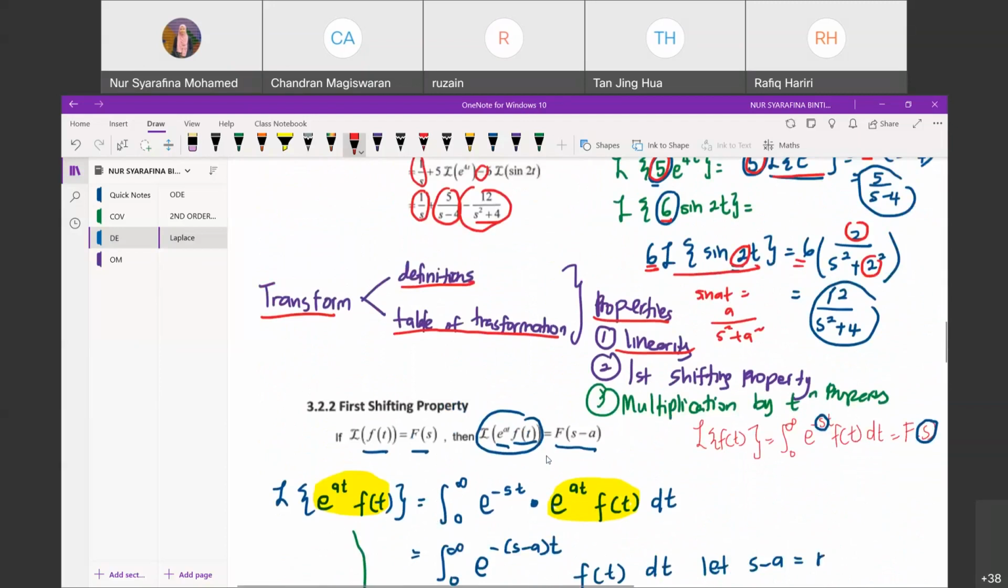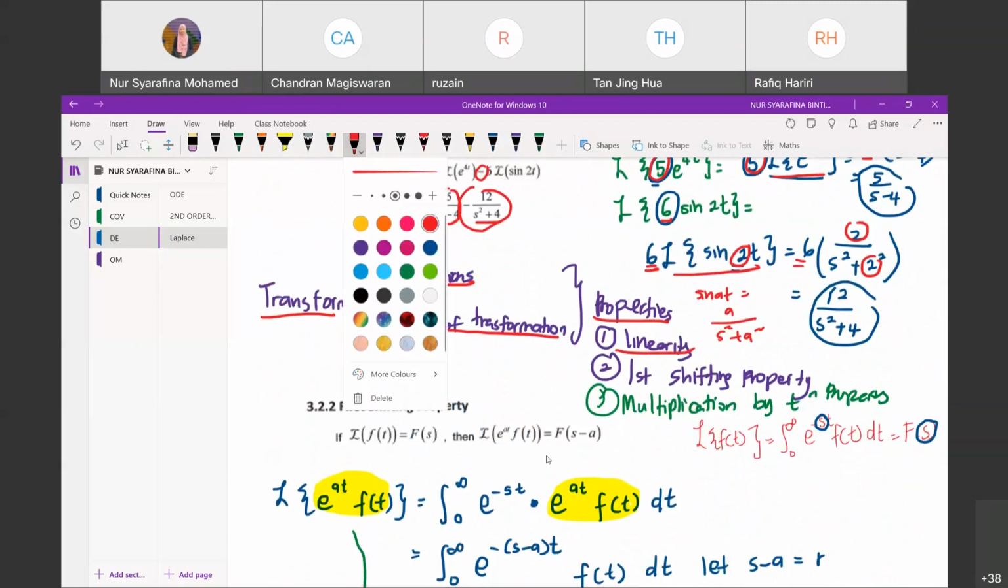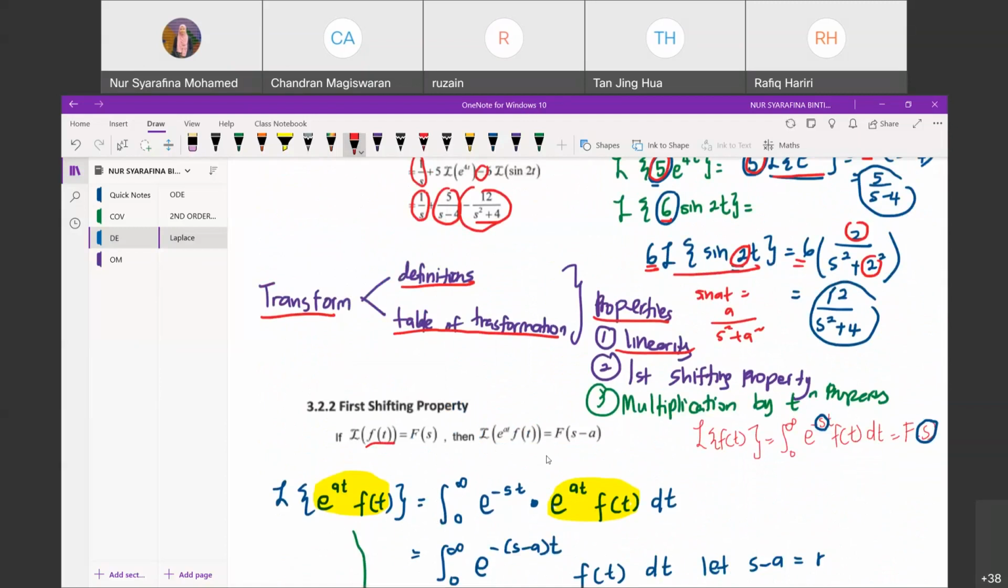When you have f(t) and you transform f(t), you will get F(s). By the shifting property, if you have that f(t) multiplied with e to the power of at, it will become F(s minus a). Instead of the original, where you transform f(t) to get F(s), now if f(t) is multiplied by e to the power of at, by the first shifting property, the transformation becomes F(s minus a).